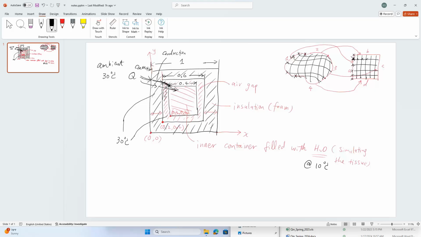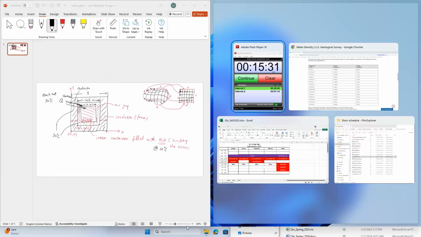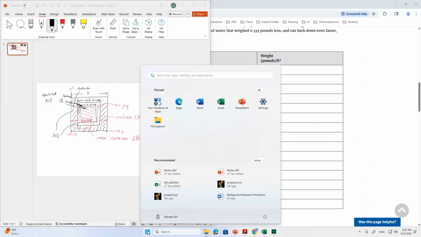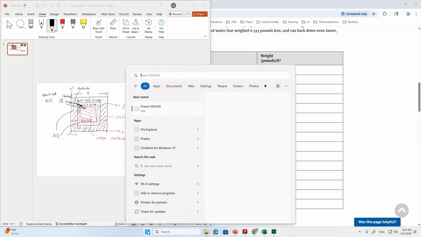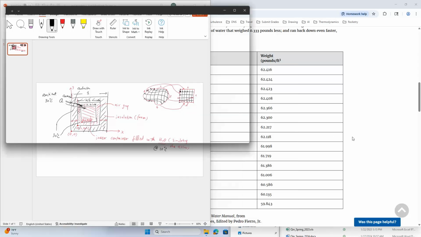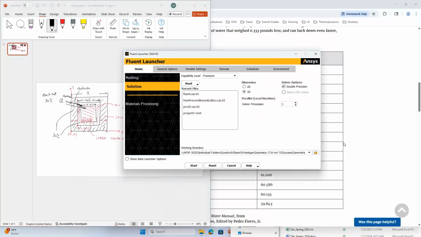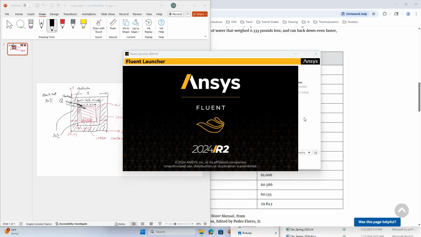With this picture in mind, we should be able to do our simulation. First, I will start Fluent. Make sure you start the 3D version of Fluent. Also turn on double precision. So start.